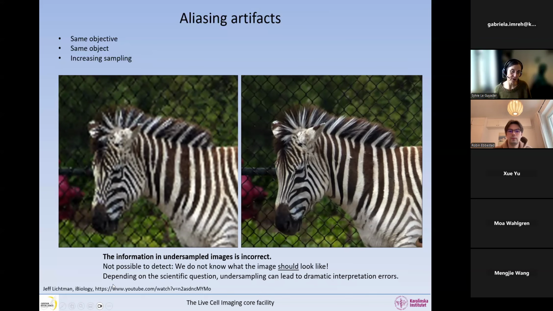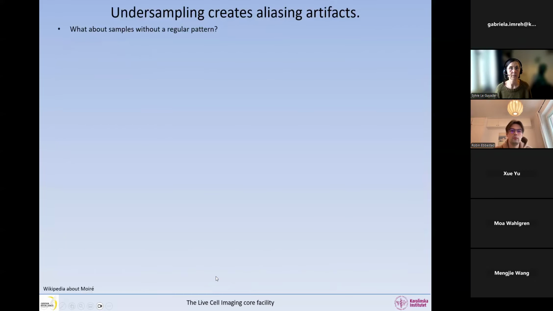So depending on the scientific question, undersampling can lead to dramatic interpretation errors. And I cannot stress enough, depending on the scientific question, right? So this is what we always come back to. Undersampling creates aliasing artifacts, and we rarely see them, unfortunately.